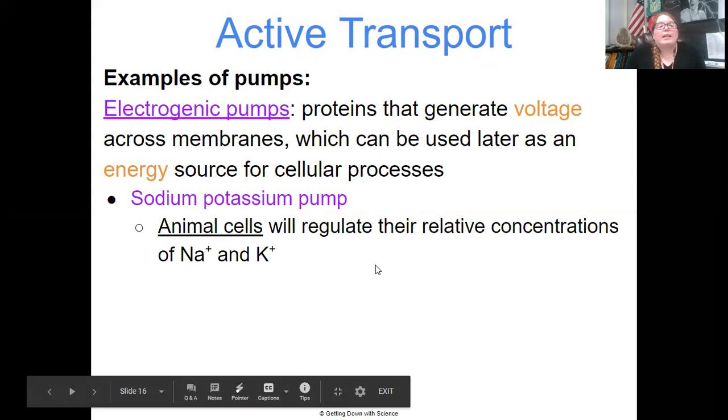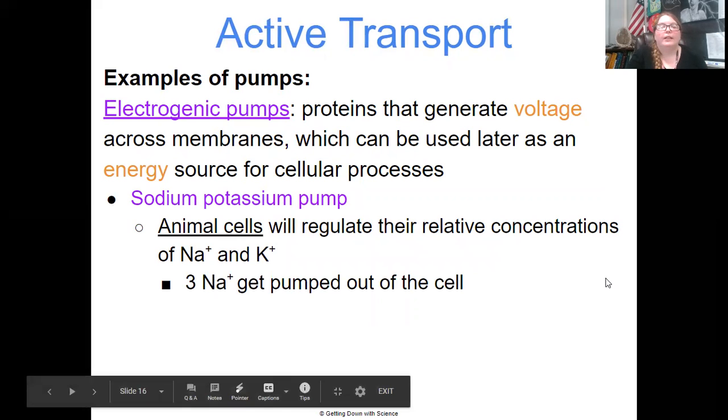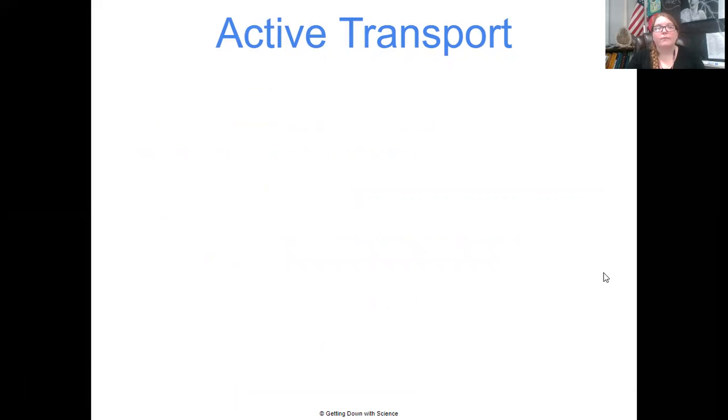So the sodium potassium pump, this one is super important because 3 sodium get pumped out, 2 potassium get pumped in. But this is how muscles and nerves and all of that work. This is the electricity they measure in an MRI in your brain, comes from this.